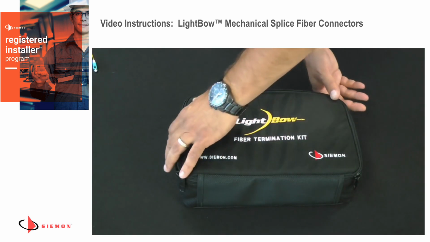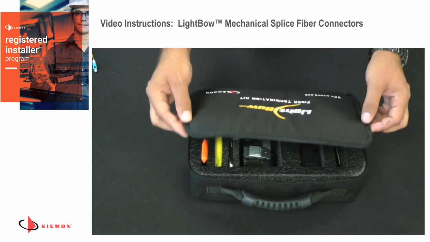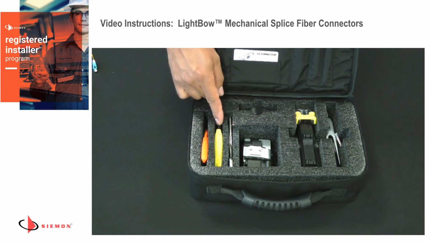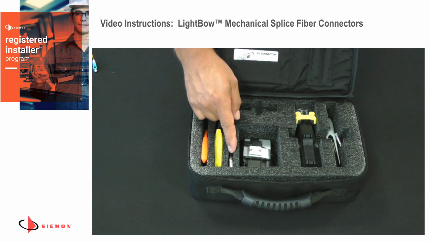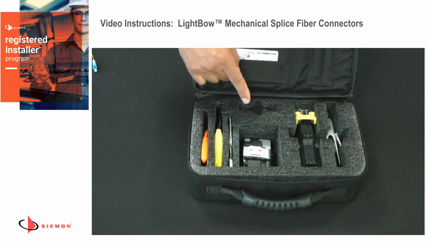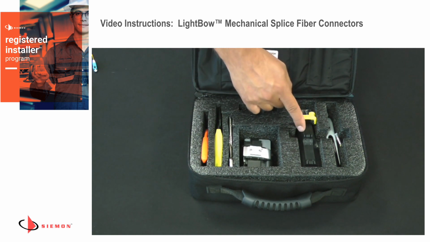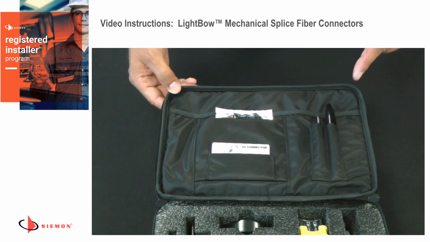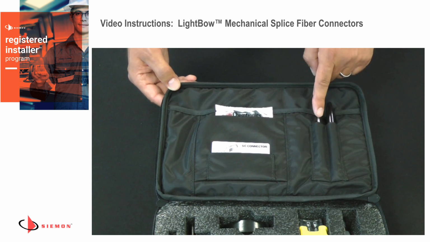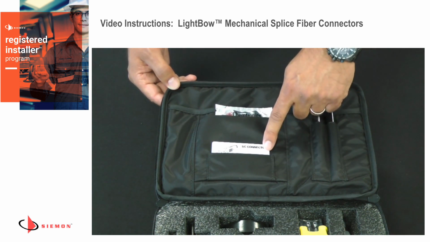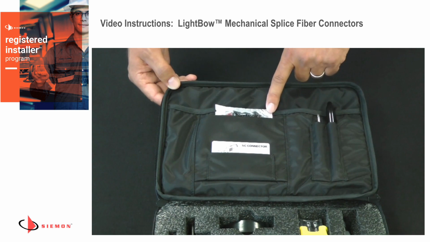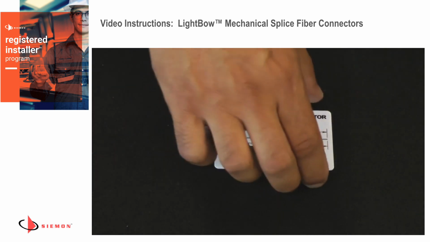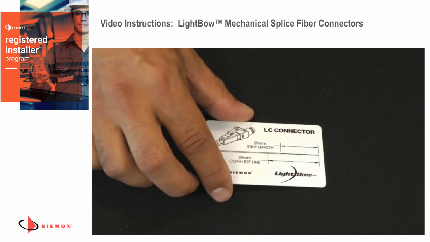The LightBow termination kit provides all the tools necessary to perform a successful fiber termination: buffer stripper, jacket stripper, Kevlar scissors, precision rotary cleaver, electrical tape, termination tool, visual fault locator, marker, tweezers, strip template, and alcohol wipes. An included lanyard can also be used on the tool. The strip template card has both an SC side and an LC side.